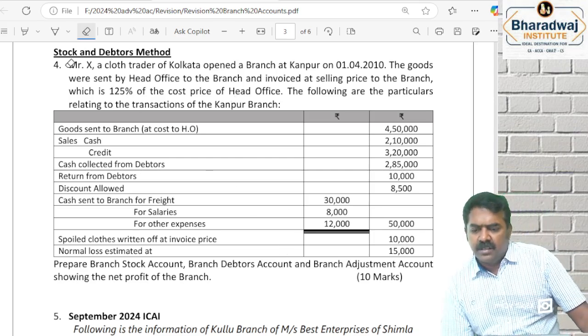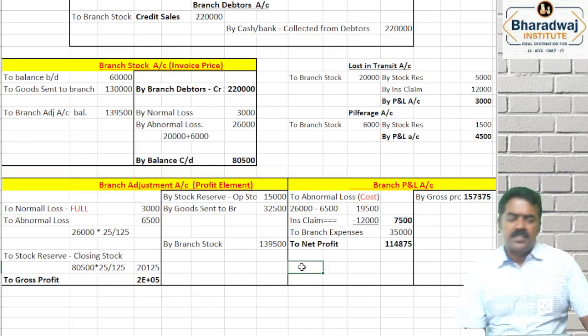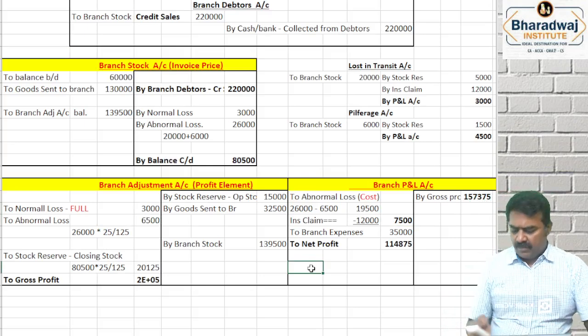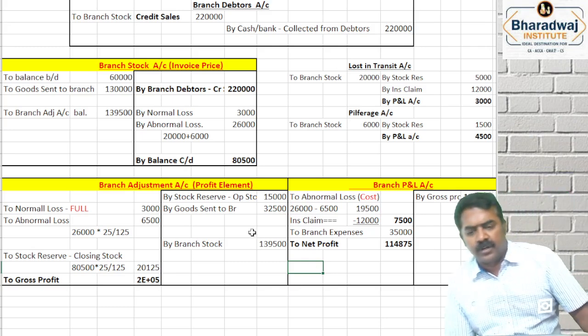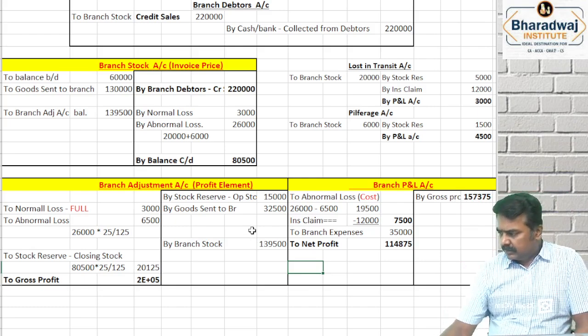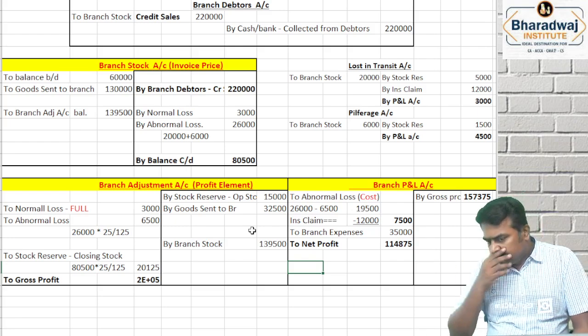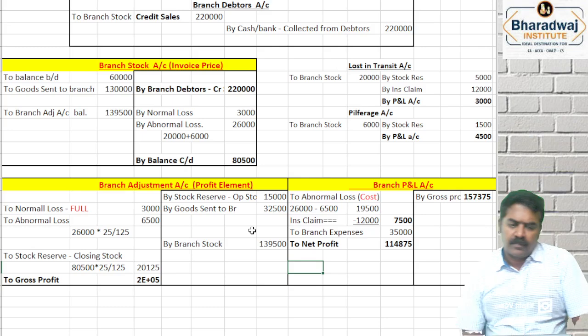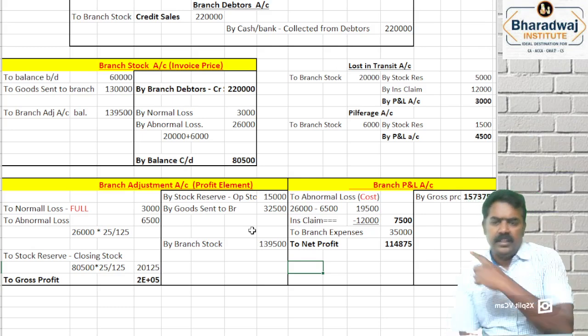Now, what I request is, try which question? Question number 4, using which method? Stock and debtors method. Question number 4, under which method? Stock and debtors method, try it.